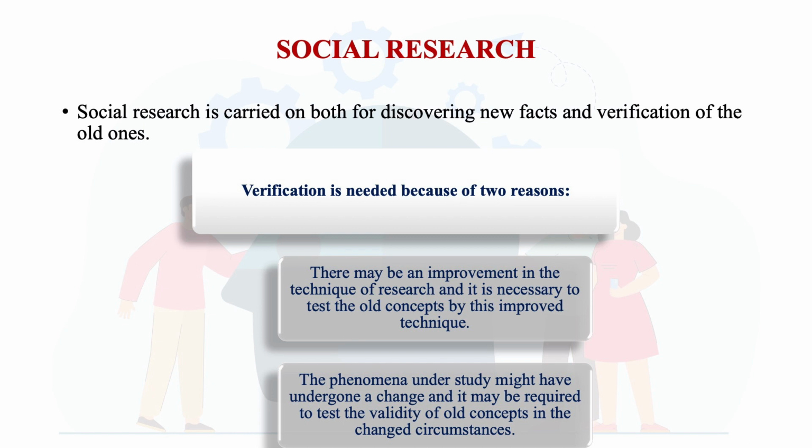Also, the phenomena under study might have undergone change, and it may be required to test the applicability of the old concept and the circumstances. In fact, in physical science we know ancient people used to say the sun revolves around the earth. Then Newton changed that understanding. Copernicus changed that understanding. Einstein's relativity brought new changes in physical science. In the same way in social science, there are a number of theories which are outdated. New theories are coming depending upon circumstances.